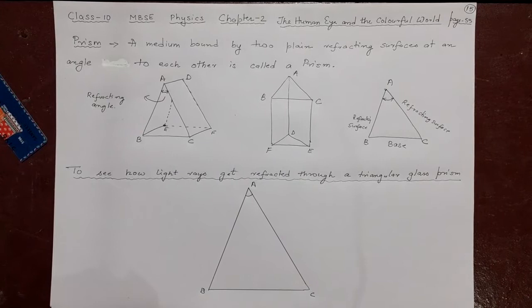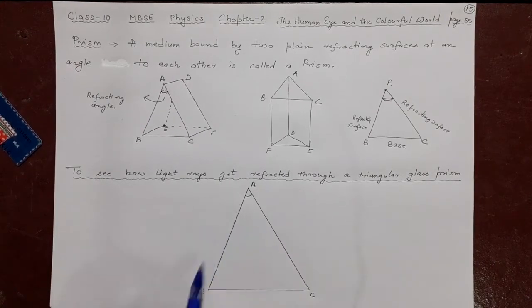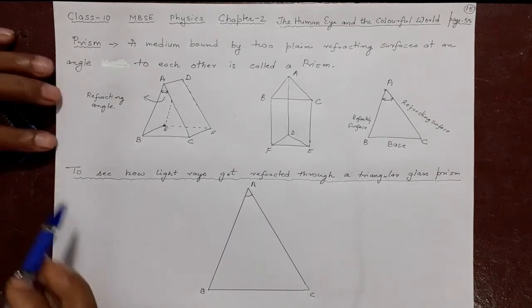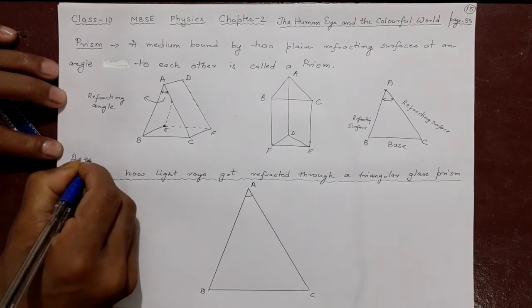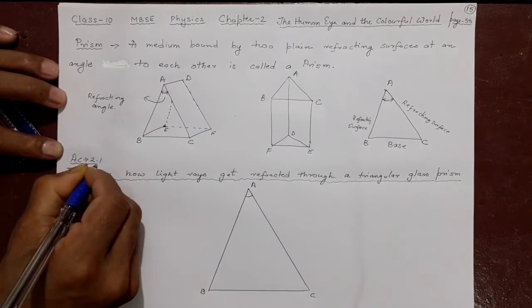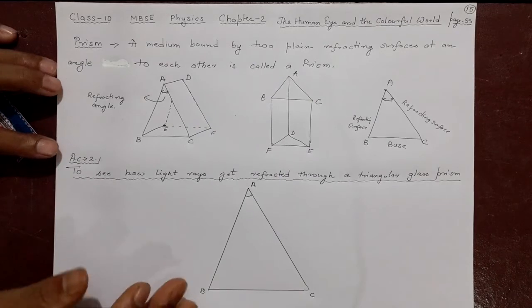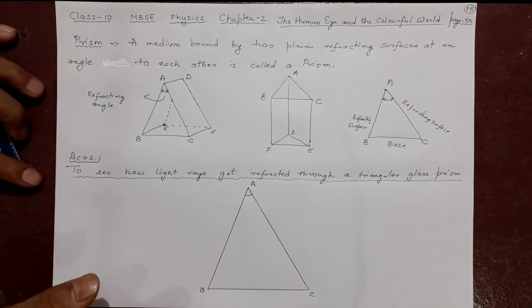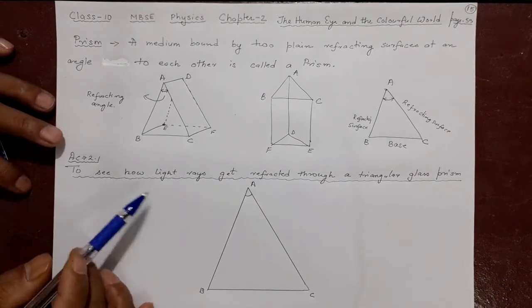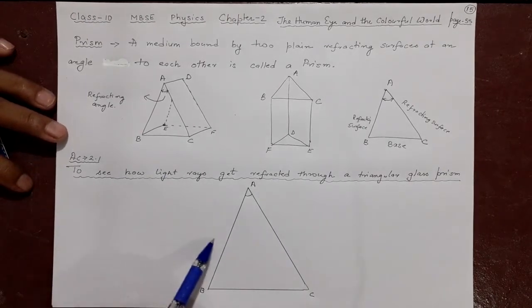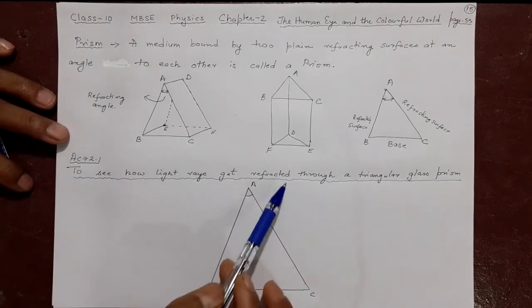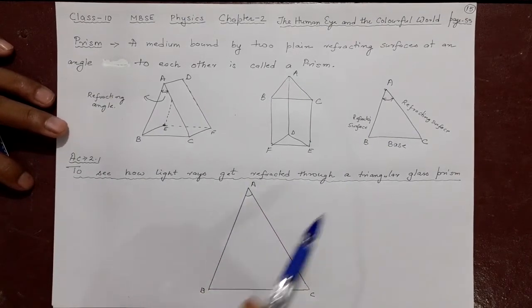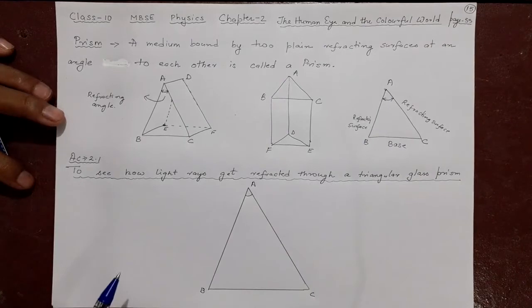Now let us see how it behaves when light passes through the prism. I have made a prism. There is Activity 2.1 on page number 56. It is also an experiment in class 10, and even in class 11 and 12. It shows how a light ray passes through a prism; we show only this type of prism here, to get refracted through a triangular glass prism. Triangular means it looks like a triangle, so it is a triangular prism.